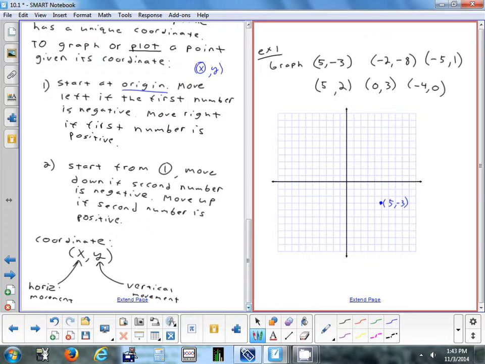The next one, negative 2, negative 8. Go ahead, Laura. You start with the origin and go left 2. Good, left 2, and then down 8. Okay, so that's where that point would go.